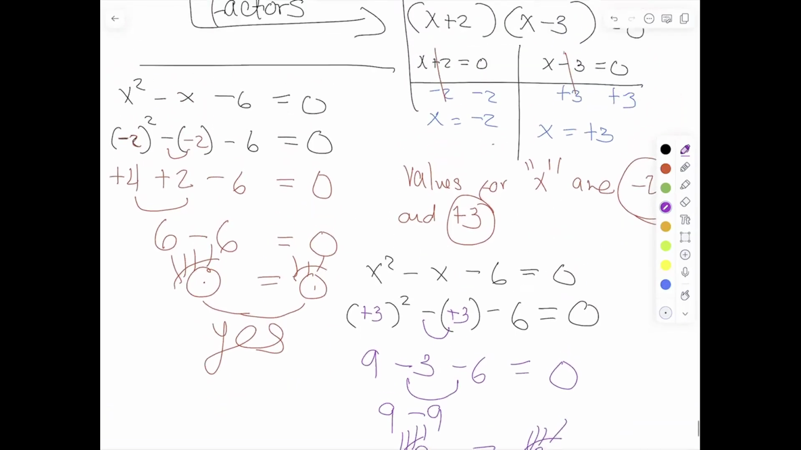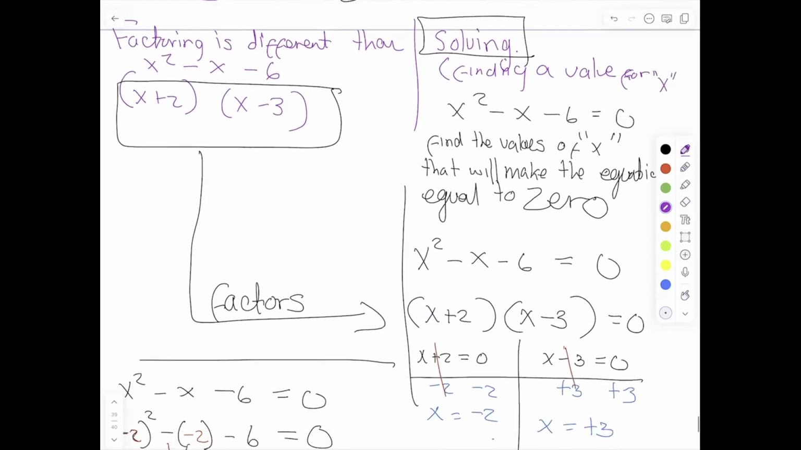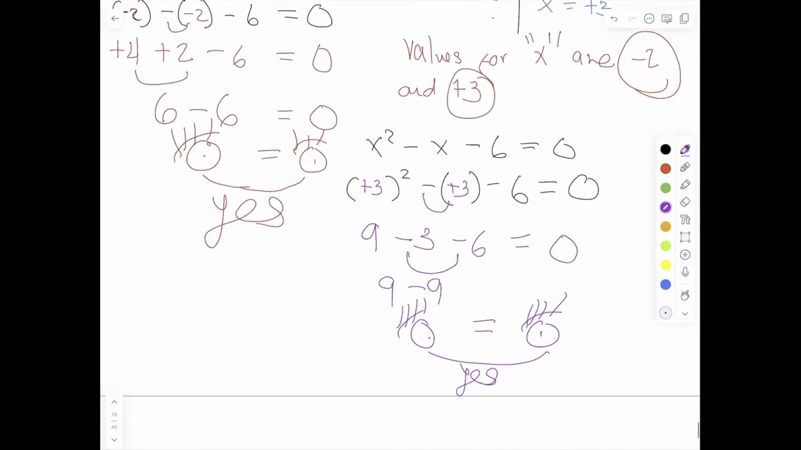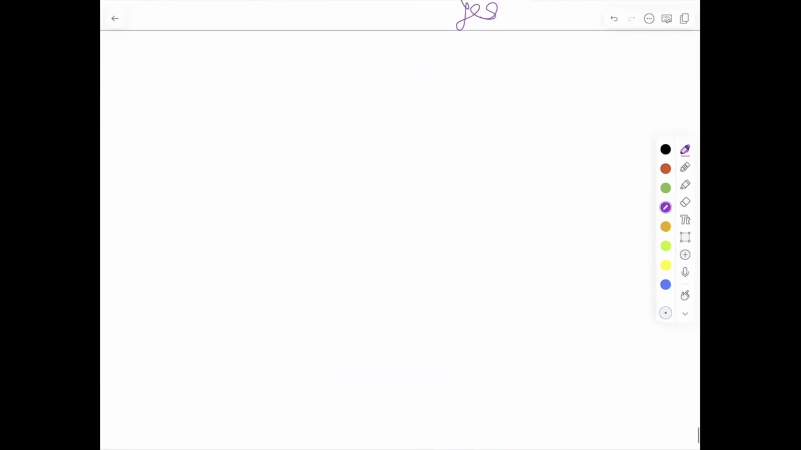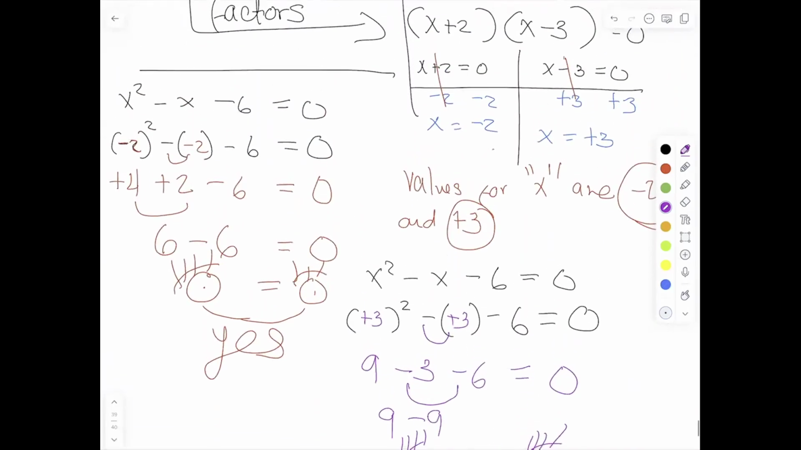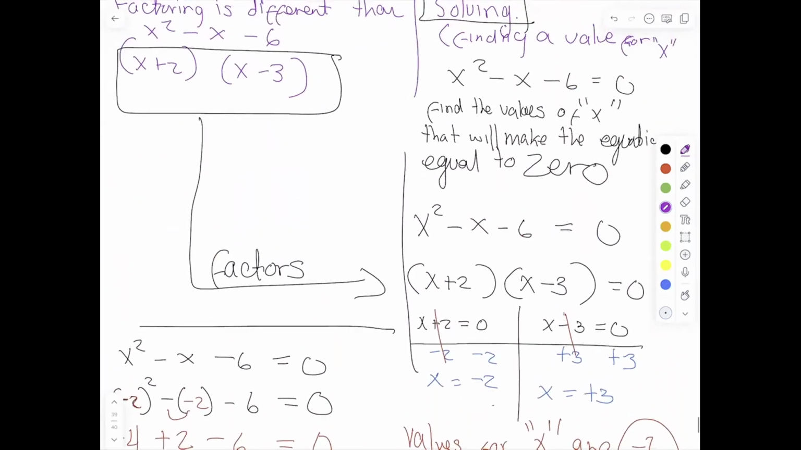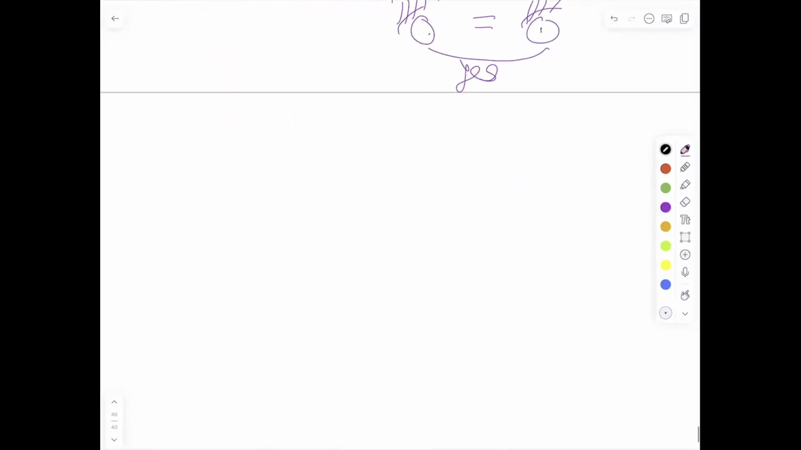What values for x will make this equal to 0? And the answers are -2 and +3. This is solving for the equation, for the quadratic. Now, on the exam, they're not going to give you such a beautiful, nice little problem for exam 2. They're going to give you something that is not factorable.